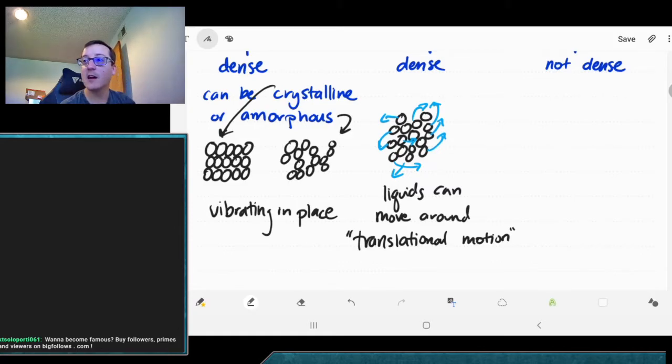So they can move from left to right, up and down, in and out. They can move in any direction they want, and that's translational motion. So they can just move from place to place. They're not just vibrating in place there.